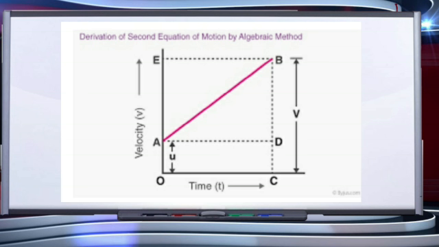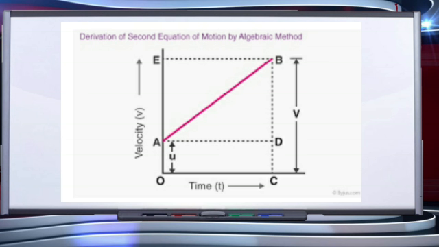Let's learn derivation of velocity time relation by graphical method. In this slide you can see the velocity time graph for uniformly accelerated motion along a straight line, as shown in this figure. The graph is a straight line where point A corresponds to initial velocity. This is the first equation of motion.